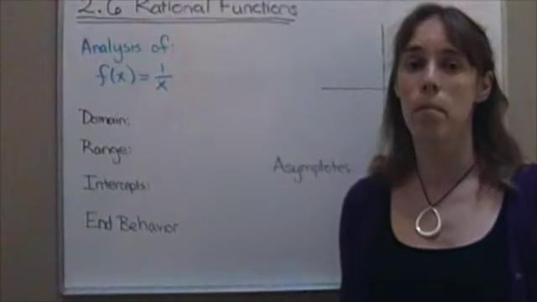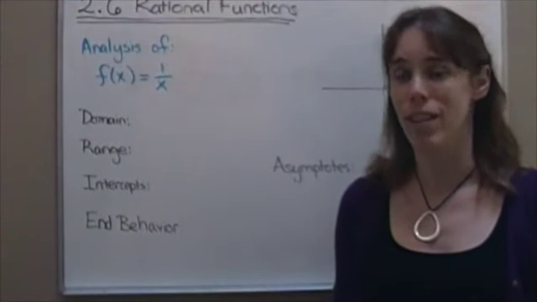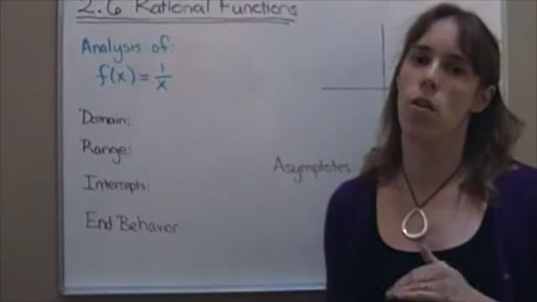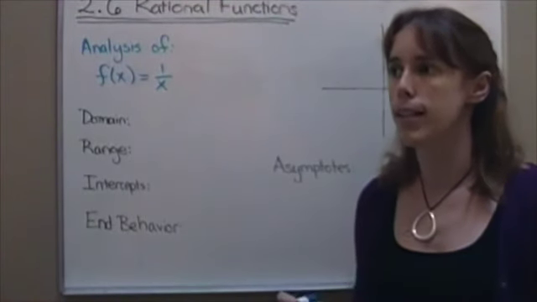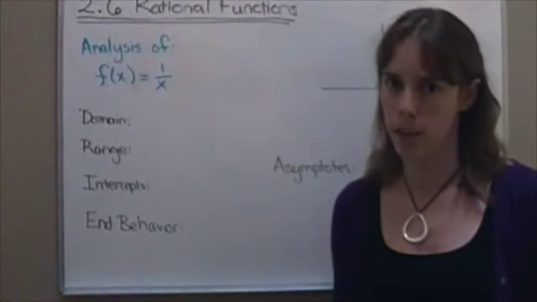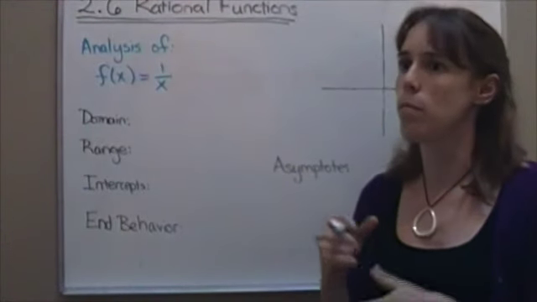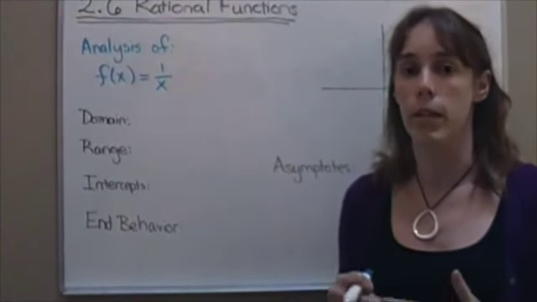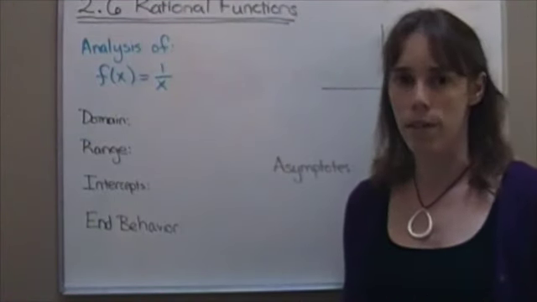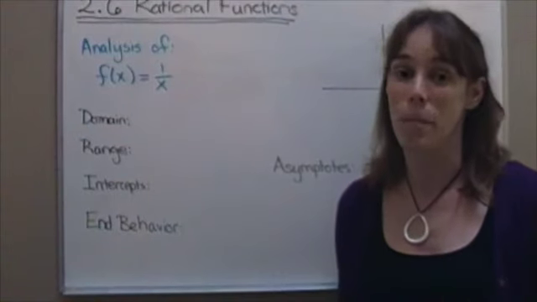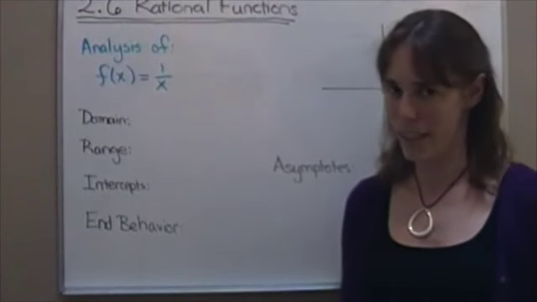Alright, so let's start with the most basic of the rational functions, f of x equals 1 over x. So we're going to analyze this function, and function analysis is a big part of this section. You need to be working towards being able to analyze these functions with no calculator at all, which is terrifying, I understand, but you're going to get a lot better at it, so that's what we're learning this class.